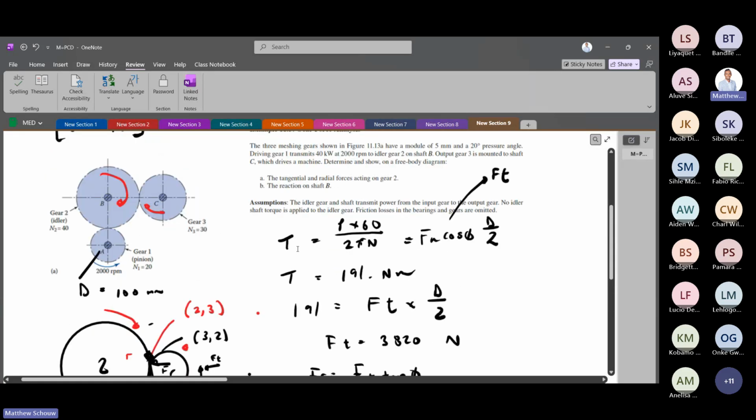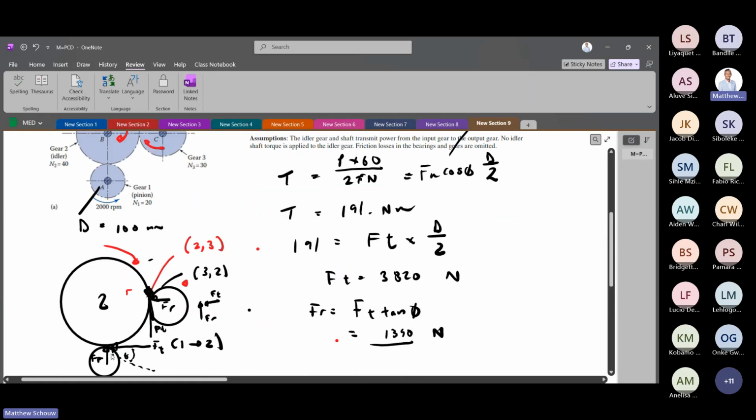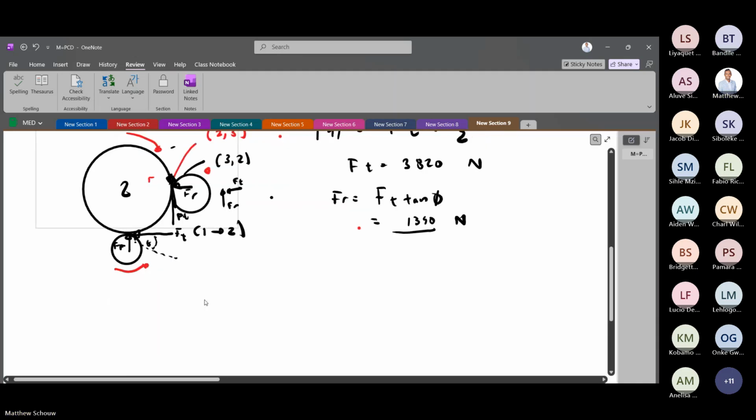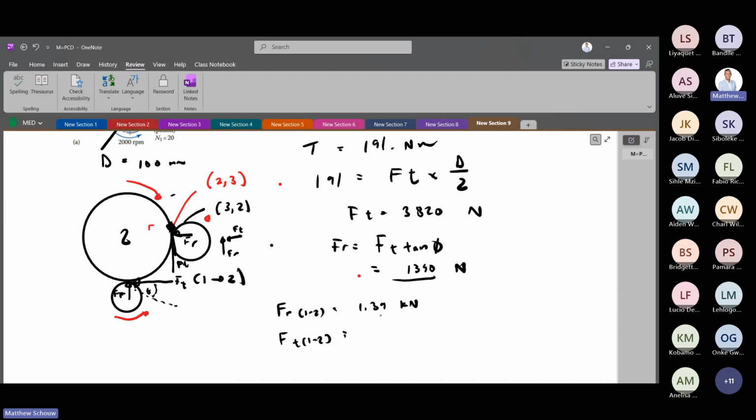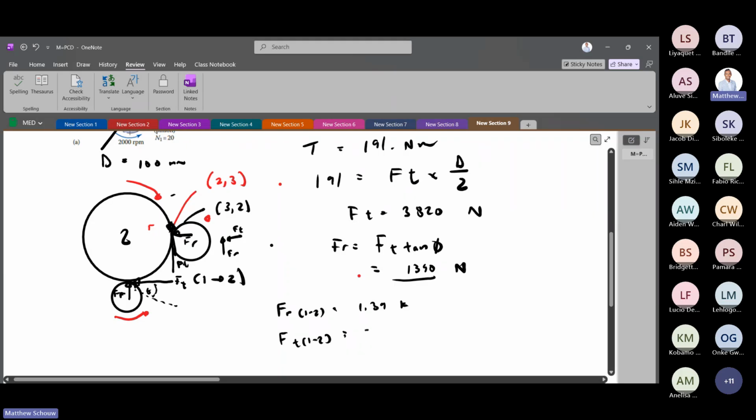Anyway, fine. So we've established all the forces acting on gear 2, which is this one and that one. The way they write it is like this. I don't care about the notation of how I write it, but we know that FR acting from gear 1 to gear 2, and FT acting from gear 1 to gear 2, we found out already. FR is 1.39 kilonewton, and then FT is 3.82 kilonewton. Cool. So we've done that already.